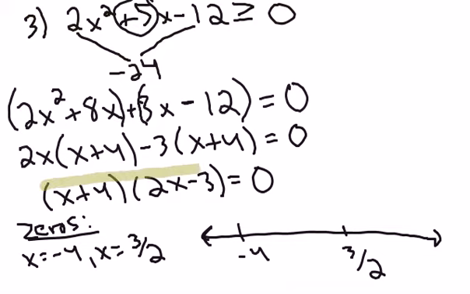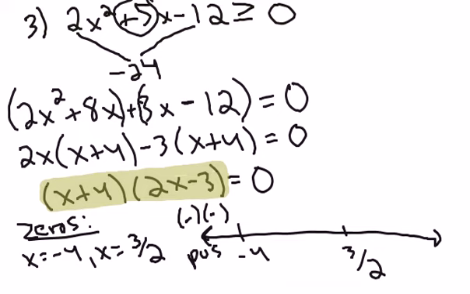So I am focusing on this form here, which is equivalent to the problem that we just started with at the beginning, but it's a little easier to look at because it's factored. So if I, for example, plug in -5, I will get -5 plus 4 is a negative number. 2 times -5 is -10. -10 minus 3 is also a negative number. Negative times negative is positive.